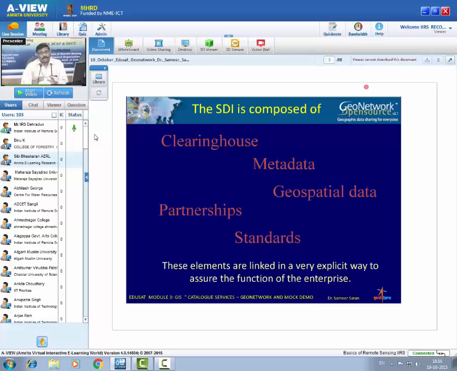Now the entire SDI is composed of certain components like clearinghouse, metadata, geospatial data, partnership, standards.